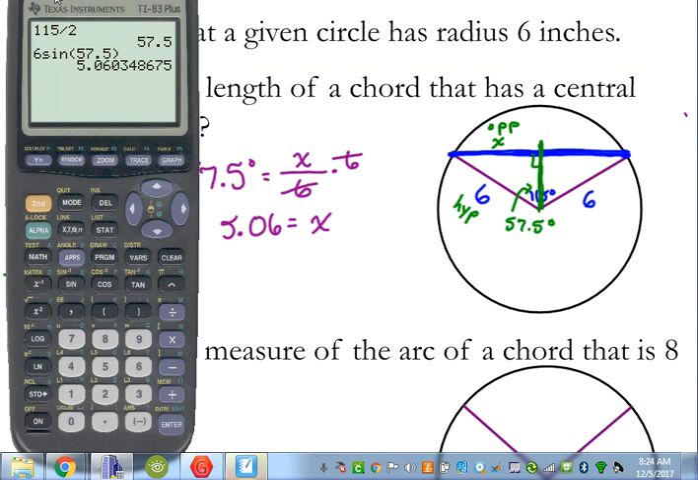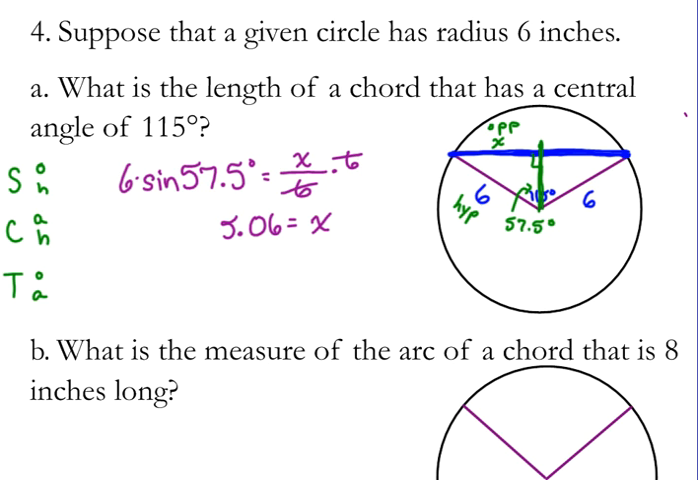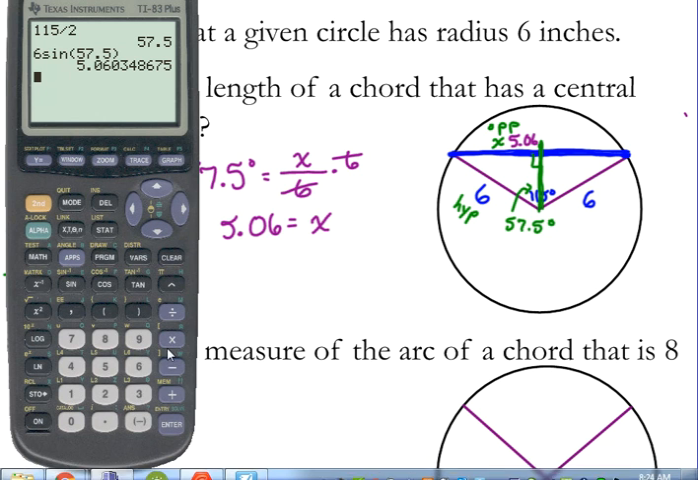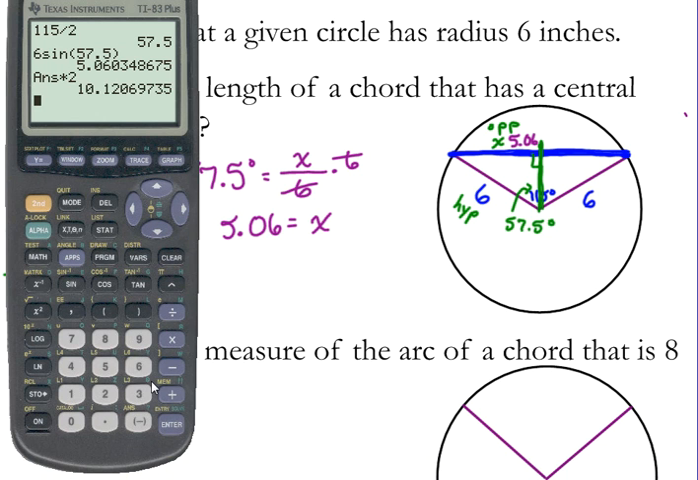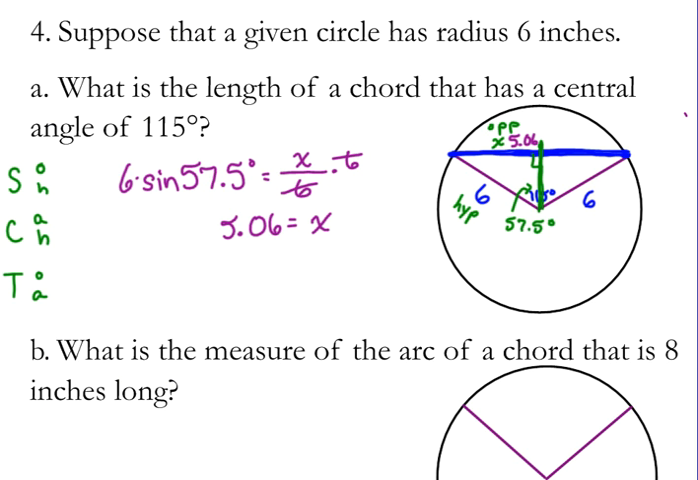So 5.06 is x. Now that's not the whole answer. Remember, that's just half. That's my opposite side right here. That's just half of that whole chord. So I have to turn around and multiply that by 2 to get the actual answer. 10.12 inches is the answer they're actually looking for.